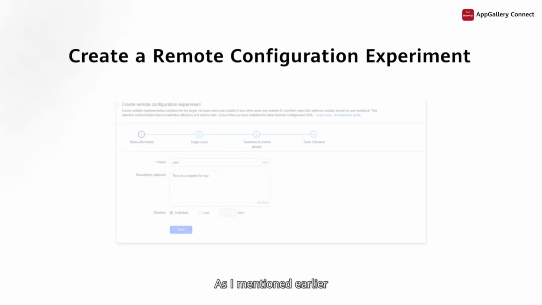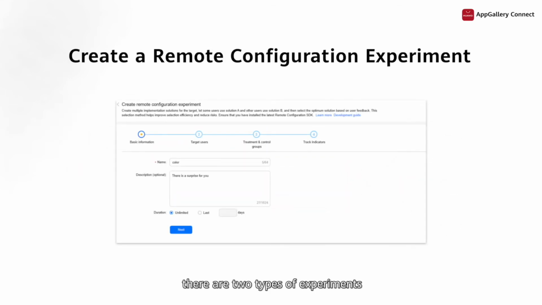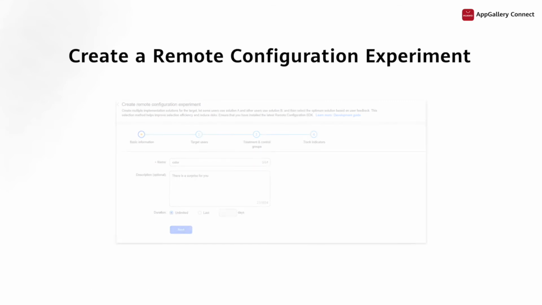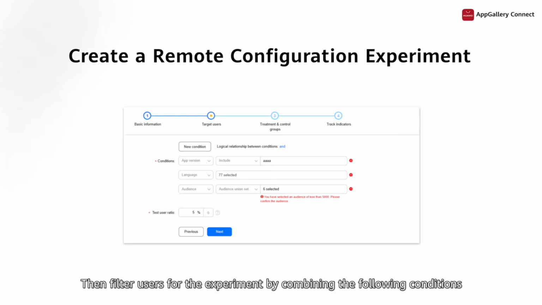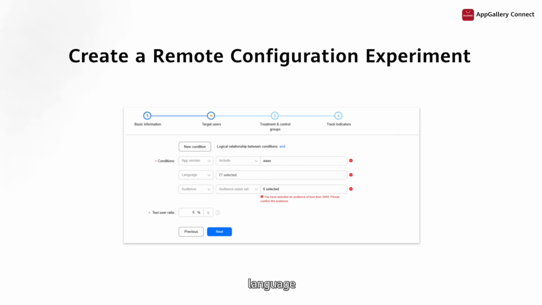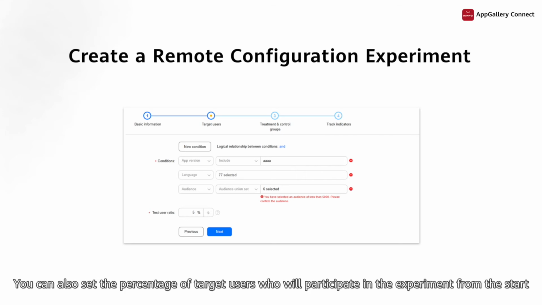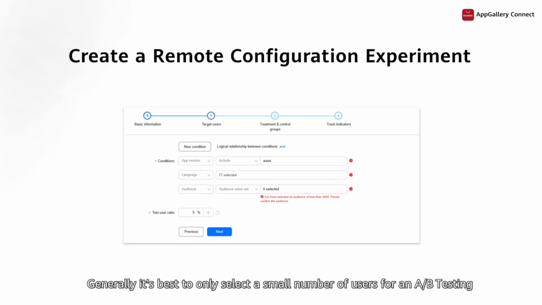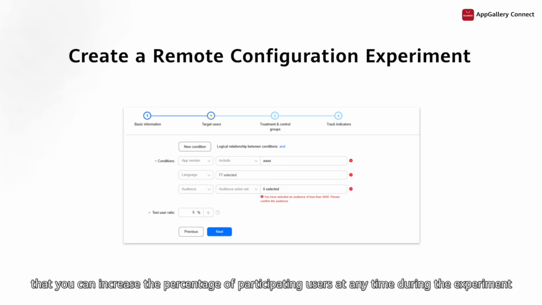As I mentioned earlier, there are two types of experiments: remote configuration and notification. If you want to create a remote configuration experiment, you need to first enter basic information such as the name, description, and duration of the experiment. Then filter users for the experiment by combining the following conditions: app version, language, country or region, audience, and user attributes. You can also set the percentage of target users who will participate in the experiment from the start. Generally, it's best to only select a small number of users for an A/B test. Keep in mind that you can increase the percentage of participating users at any time during the experiment.